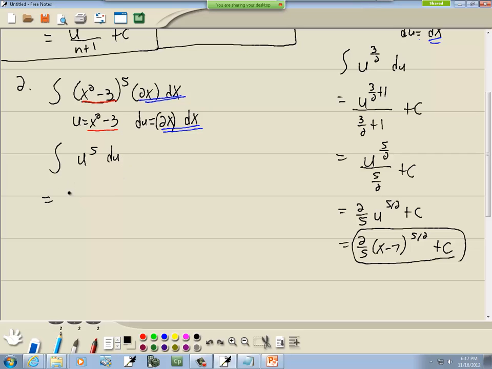Okay, so now we're going to add 1 to our power, divide by our new power, plus c. So that gives us 1/6 u to the 6th, and u was x squared minus 3. So we've got 1/6 times x squared minus 3 to the 6th power, plus c. And that's our answer.